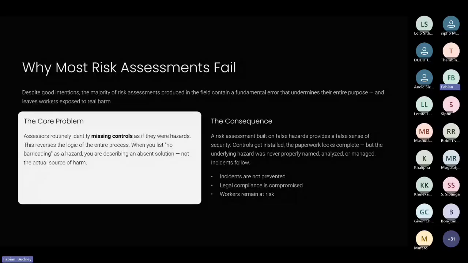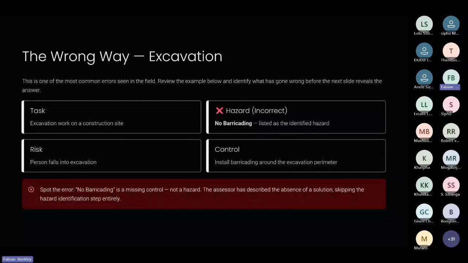Okay, so the wrong way, another example. Kellen, please add Mr. Kuma. This is one of the most common errors seen in the field. Review the example below and identify what has gone wrong before the next slide reveals the answer. So the task is excavation work on a construction site. The hazard is no barricading, listed as the identified hazard. The risk is a person falls into the excavation, and the control is to install barricading around the excavation perimeter.